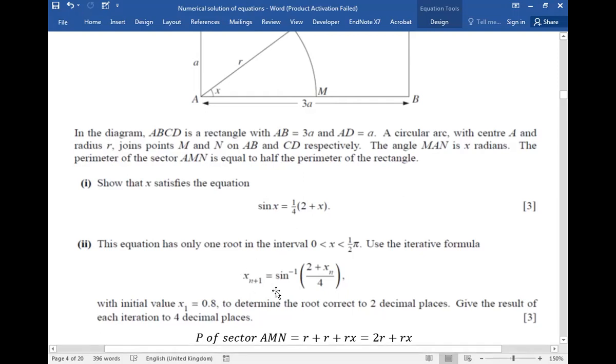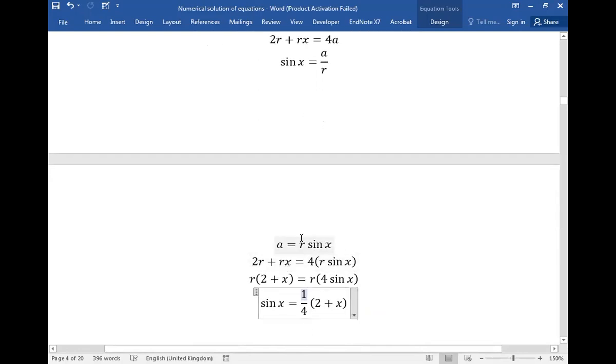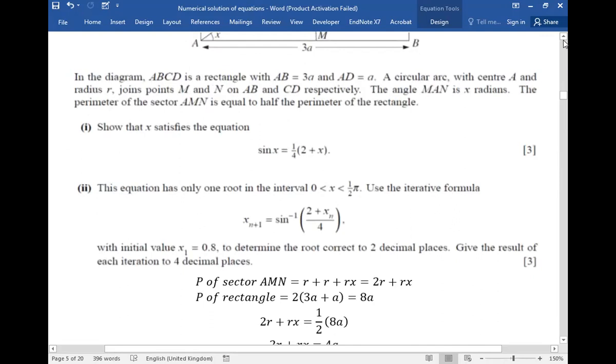Okay, now the question has provided us with the iterative formula. We don't need to make it on our own. We just need to start with the first value, 0.8. I'll show you. Don't worry. What step are you unable to understand? a is r sin x. So in place of a, we can just plug in r sin x. Is this clear? Take r common from both sides, cancel them out. And then 4 is multiplying over here, it goes over there and it divides. Is this clear?